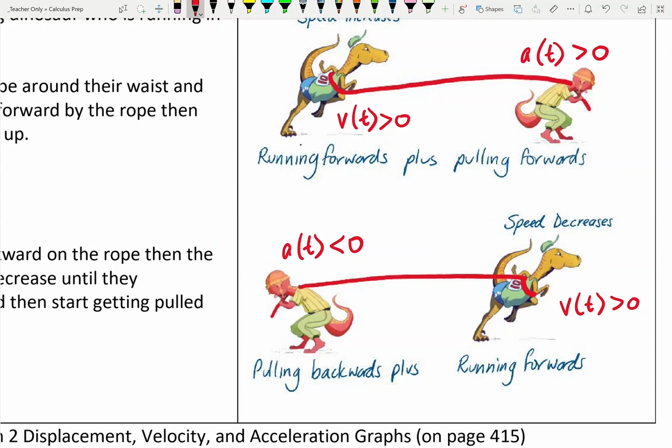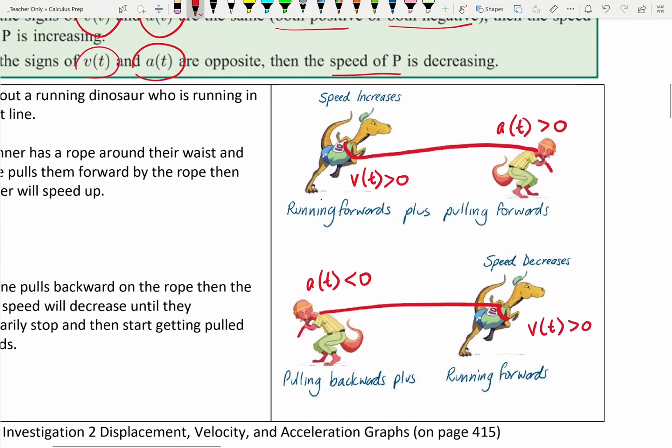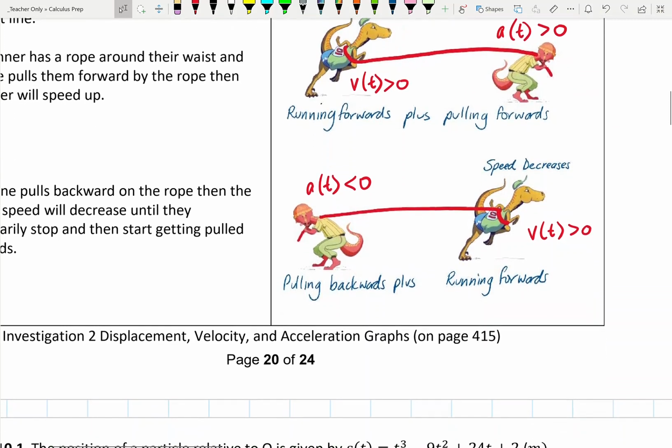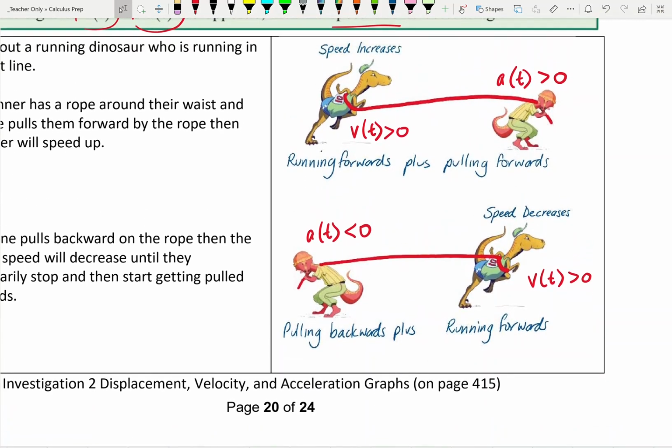So if the signs of velocity and acceleration match, then the speed is going to increase. If the signs of velocity and acceleration don't match, then the speed will decrease. You can also think about the situation where the dinosaur, for example, is running backwards, then the velocity is going to be negative. If you're pulling backwards on someone running backwards, then their speed is going to increase, and it's going to increase in the backwards direction.